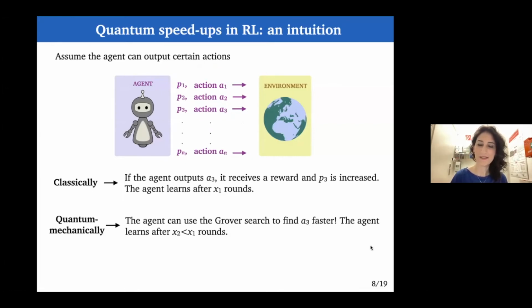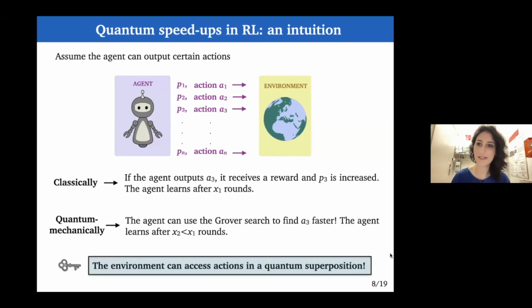Now the basic idea is, if you see, the agent wants to find out, of a set of n elements, a certain element, for example the correct one. In this sense, one can think of using a quantum search algorithm to find this action A3 faster. This search algorithm is the Grover search. Using this Grover search, the agent can reduce the number of rounds. So it can learn after a certain number x2 of rounds, which will be smaller than x1.